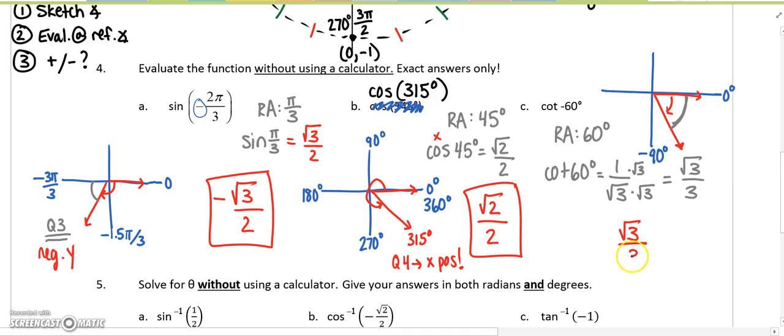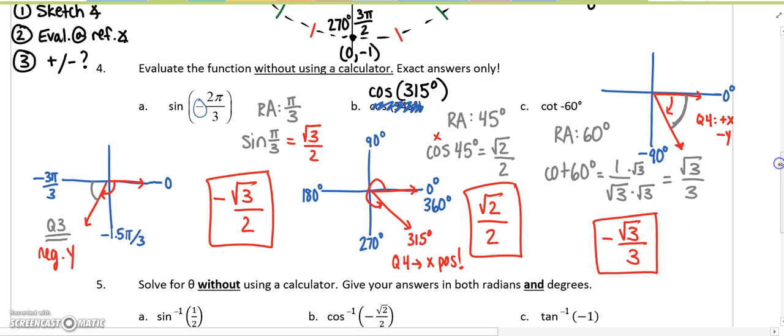The only question is whether it's positive or negative. Well, in quadrant 4, which is where I am, I have a positive x and a negative y. Since tangent and cotangent combine both x and y, if I do a positive divided by a negative, I'm going to get a negative out. So that'll still be a negative root 3 over 3.